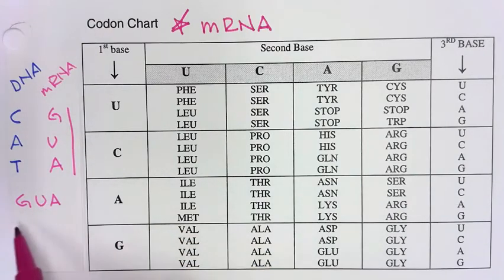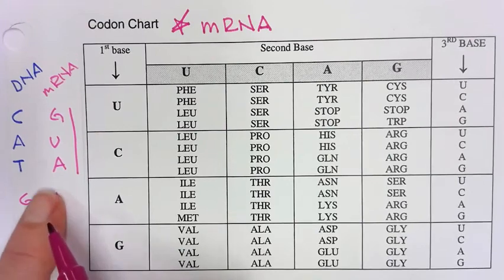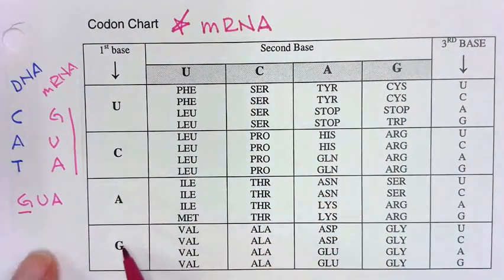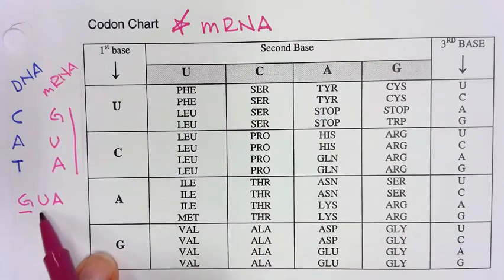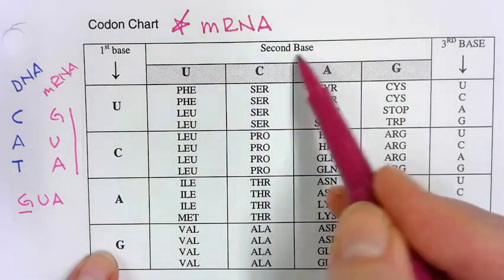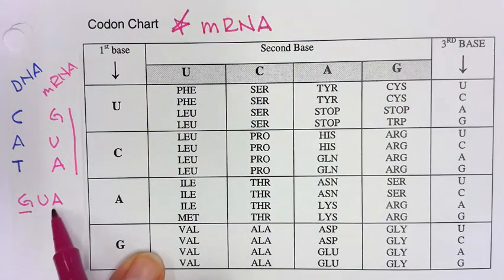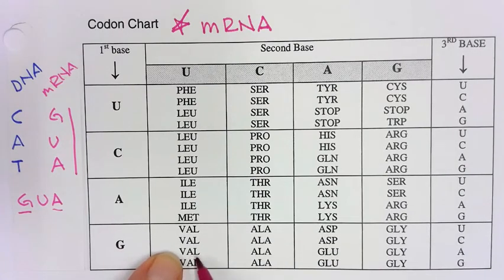So GUA, this is the first base, this is the second base, and this is the third base. The way you use a codon chart is we're going to look at the first base. So we're going to see up here it says first base. We're going to find G. Here's G, so we know it's somewhere in this row. The second base is U. So I go up to second base here, U. I know it's somewhere in this box. And the last base is A. So I'm going to come over to the far side and I find A, and I bring it over. And the amino acid is VAL, which is valine.